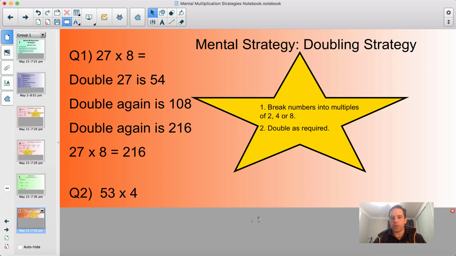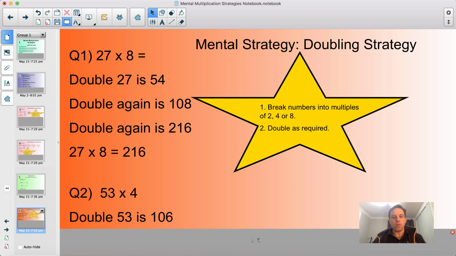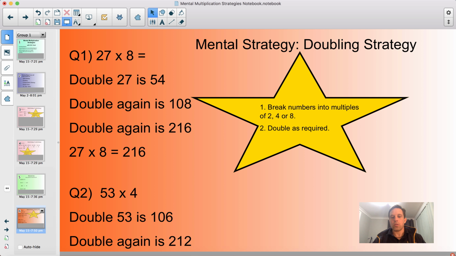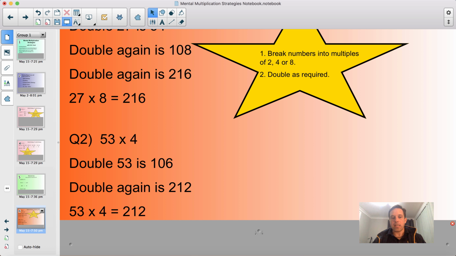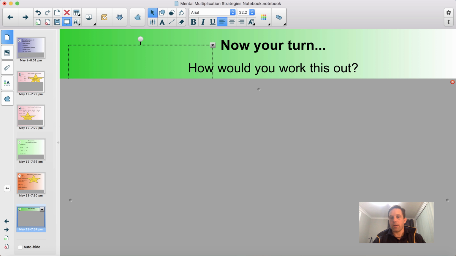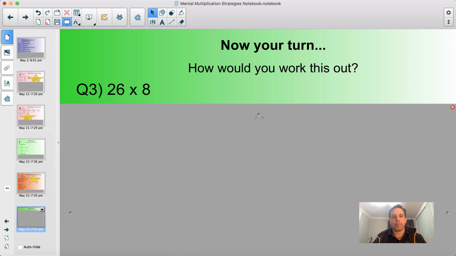Question 2. 53 times 4. Again, we can use this because this is an even number that we're timesing by. So if we double 53, it comes out at 106. If we double it again, it equals 212. So therefore, our answer of 53 times 4 equals 212. Now, again, like with before, when I show you the question, you'll pause the video and you'll complete the question yourself before I show you the answers. So the question is 26 times 8. Please pause the video now and give it a try yourself.